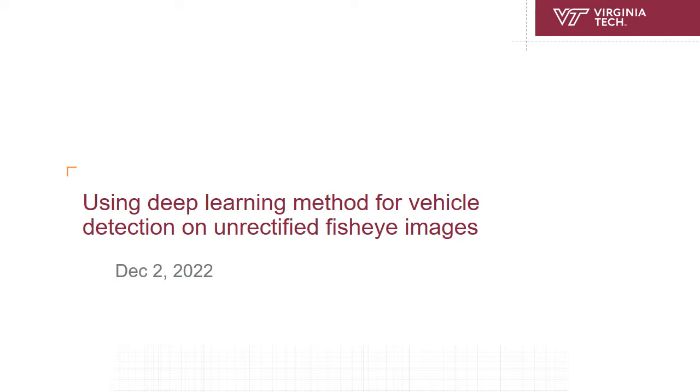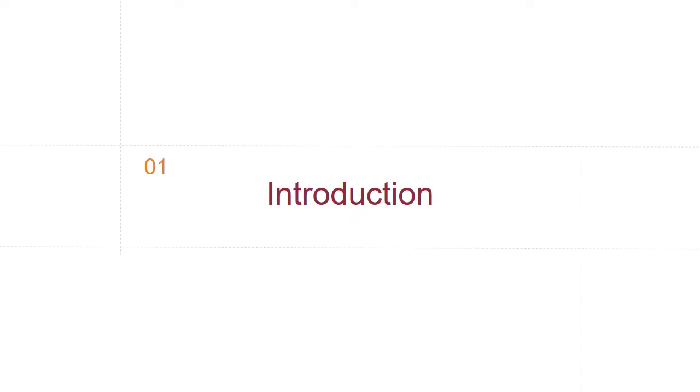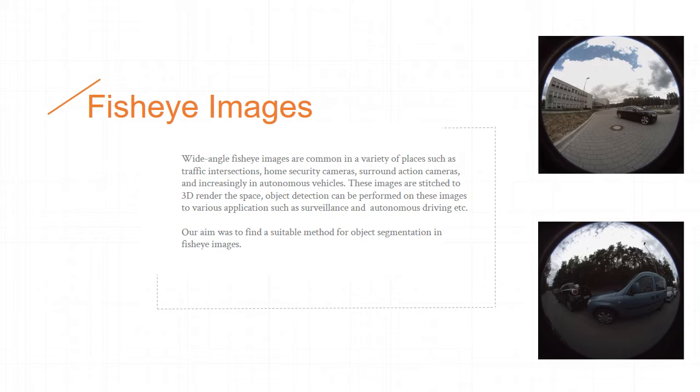Using deep learning method for vehicle detection on unrectified fisheye images. Fisheye images are images with wider field of view. These are most commonly used in automobiles to render 3D surround view to the driver.